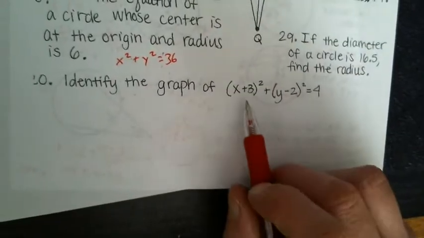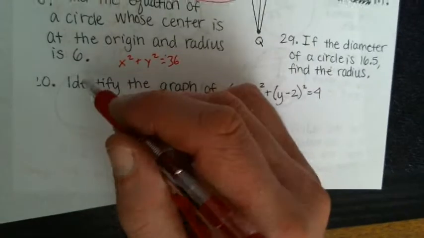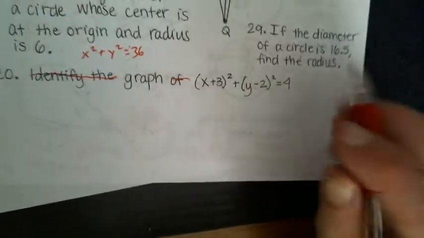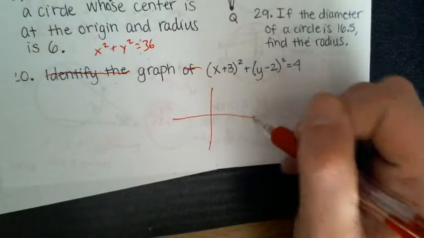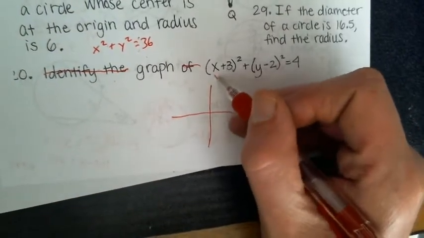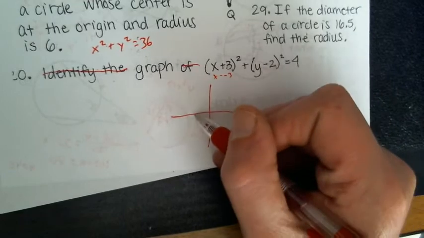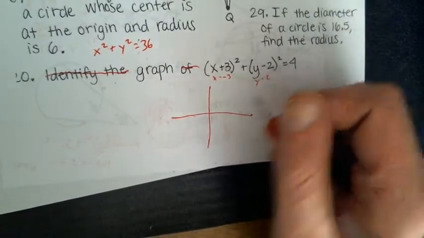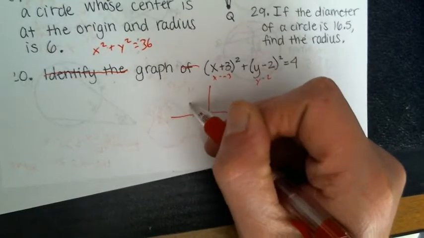Identify the graph of x. Let's just graph that. X was x minus negative 3, so we're over at negative 3. And then y minus 2 would be plus 2. So negative 3, 2 would be over and up.